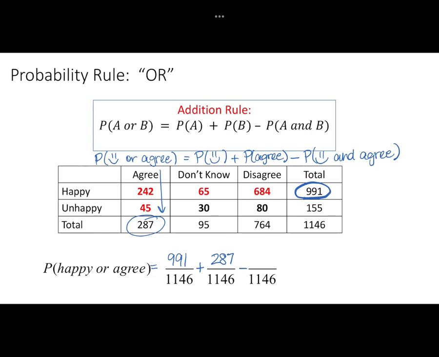To be happy and agree, you're in the square that corresponds to both the happy row and the agree column. That's 242 over 1146. Now if you plug this into your calculator, you get 1036 divided by 1146, or 0.904, which is what we got on the previous slide.